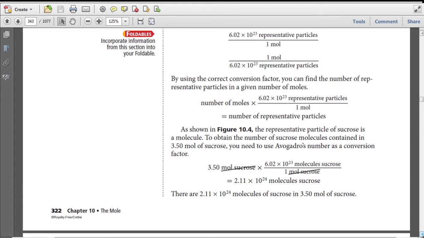So we're going to want to go ahead and choose the conversion factor where we have moles in the denominator and then Avogadro's number in the numerator. And then when we multiply those two, 3.50 moles of sucrose would contain roughly 2.11 times 10 to the 24th molecules of sucrose.